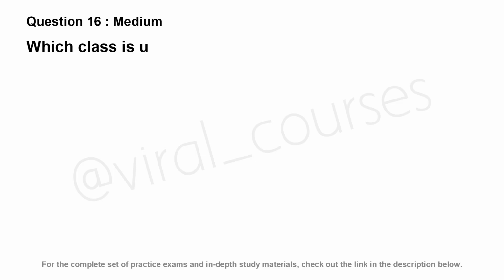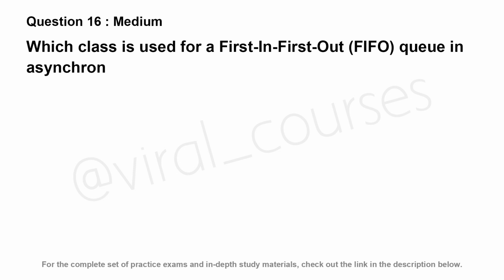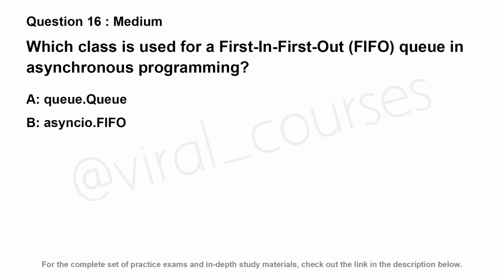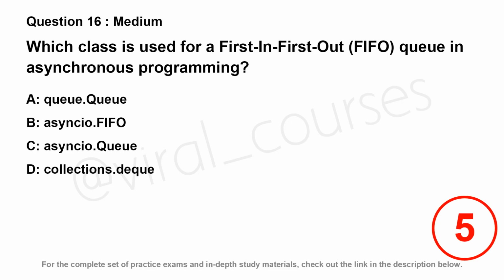Which class is used for a first-in first-out (FIFO) queue in asynchronous programming? Option A. Queue. Option B. asyncio.FIFO. Option C. asyncio.Queue. Option D. collections.deque.